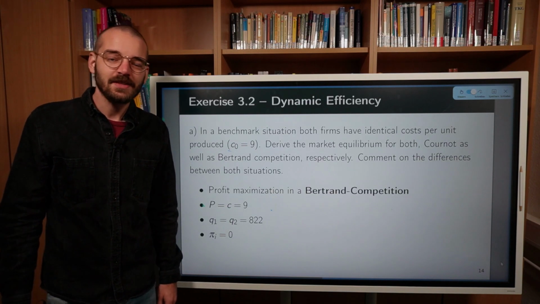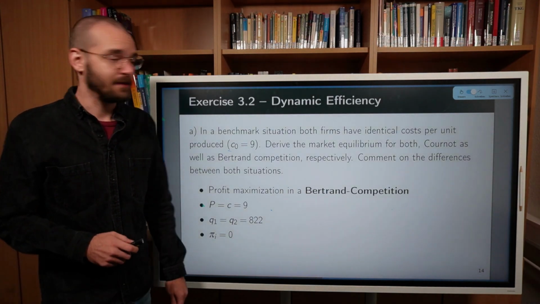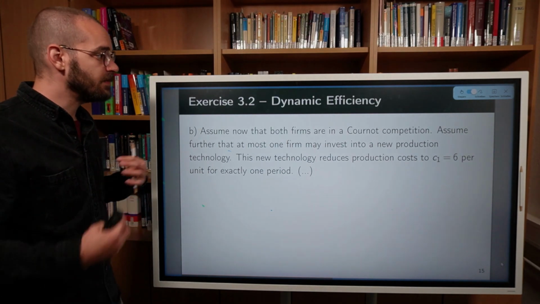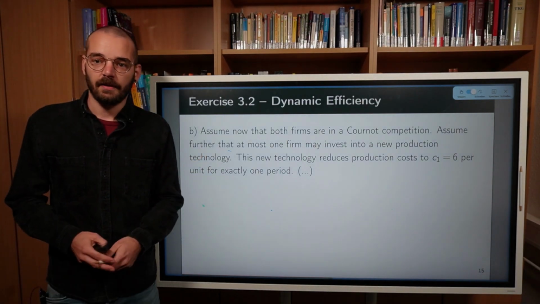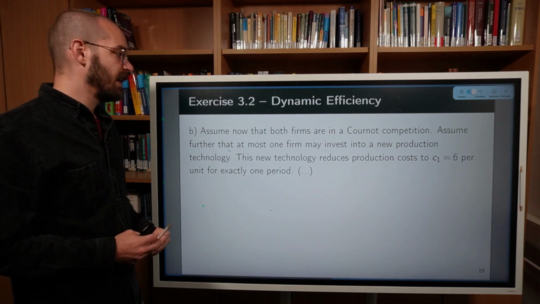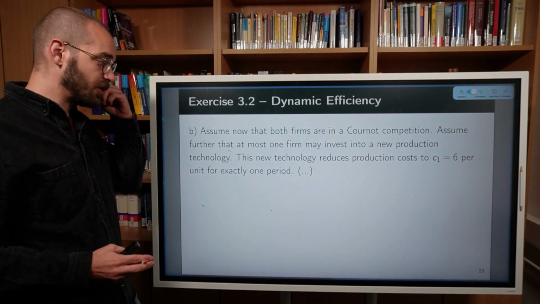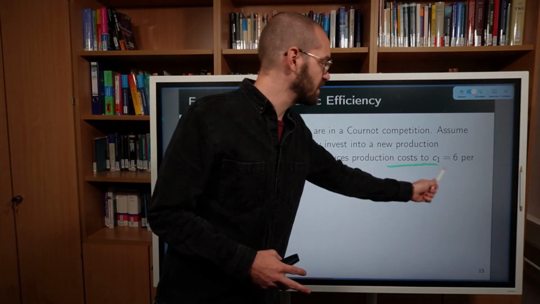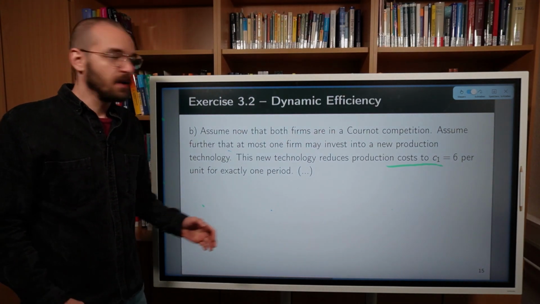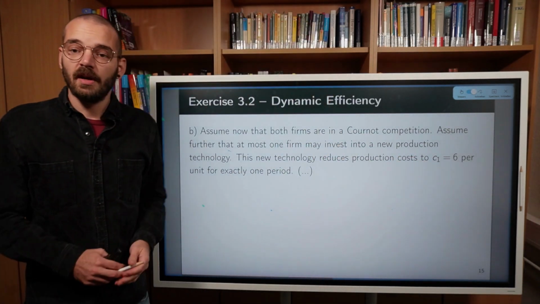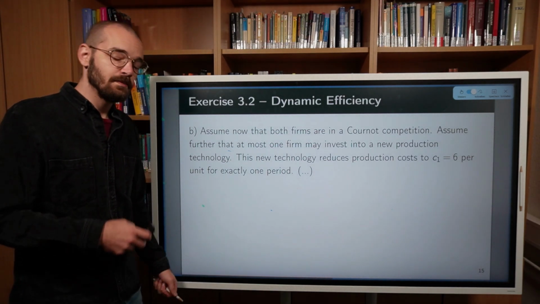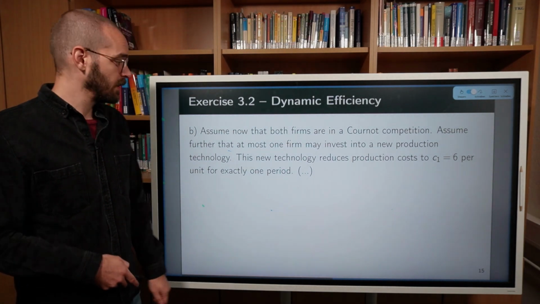Now that we have found this benchmark situation, let's move on and deal with the more interesting stuff. Namely, let's now consider a situation where we're no longer in this symmetric world. We are now asked to assume that both firms are in Cournot competition and that only one firm can invest into a new production technology. This technology reduces production costs to C1 equals 6 per unit for exactly one period. So just imagine a situation where, in this Cournot competition, one and only one firm can invest into a technology and by doing so reduce their own production costs.